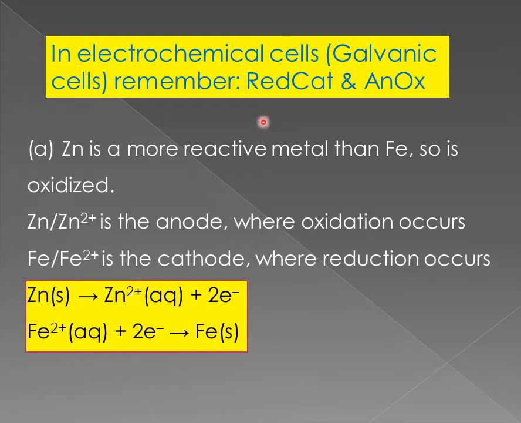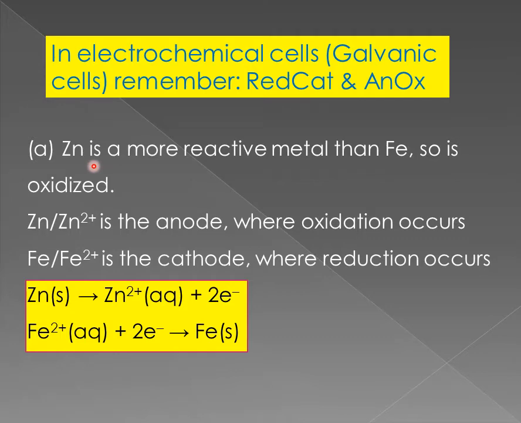Remember, in electrochemical cells or galvanic cells, red cat means reduction at cathode, and an ox means oxidation at anode. It's easy to remember where oxidation happened and where reduction happened: red cat and an ox.